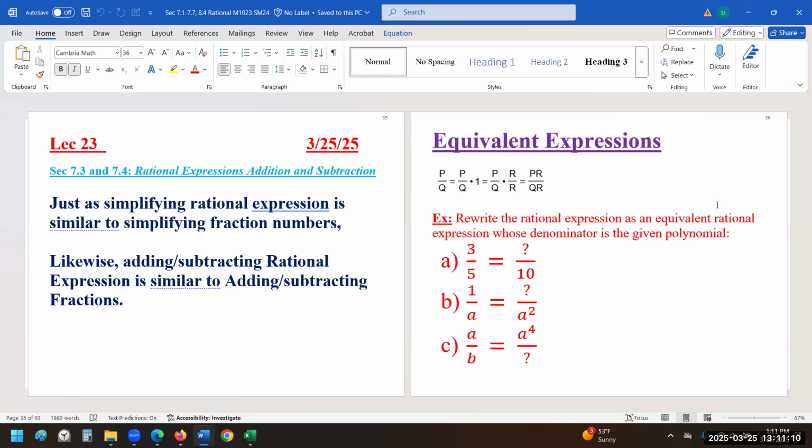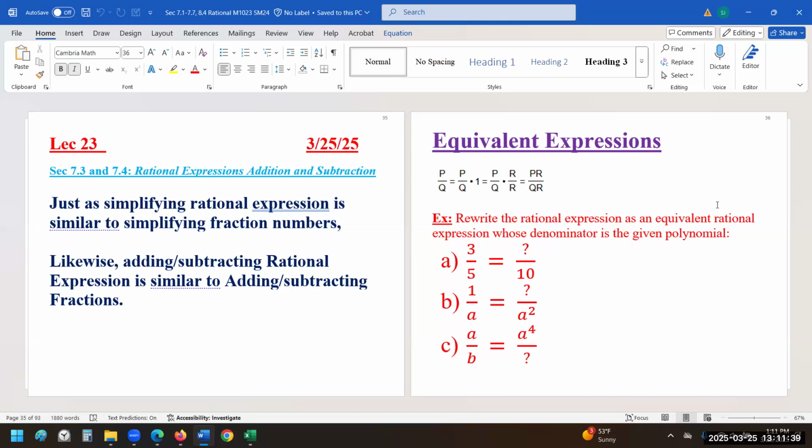Before we add and subtract, there is one condition. We have to have the same denominator. If the denominators are not same, we cannot add or subtract. So in order to guarantee you have the same denominator, we use the help of equivalent expression. Equivalent expression means two expressions, they look completely different, but actually they are the same thing. They're same, they just look different.